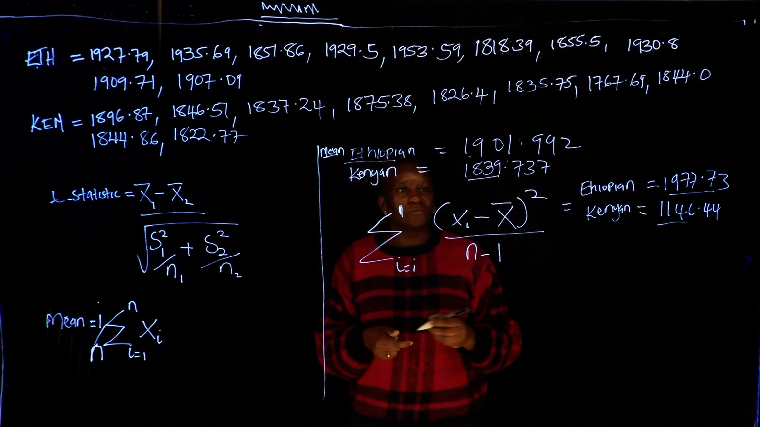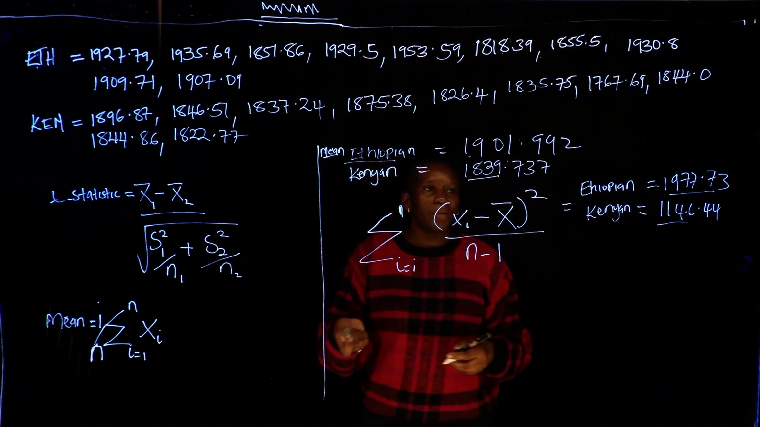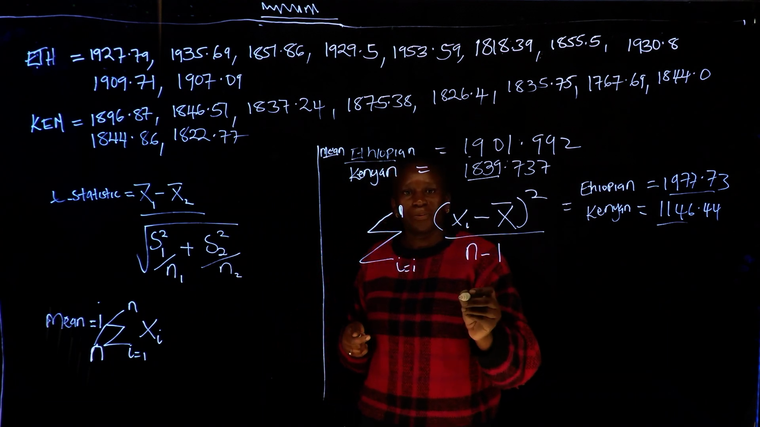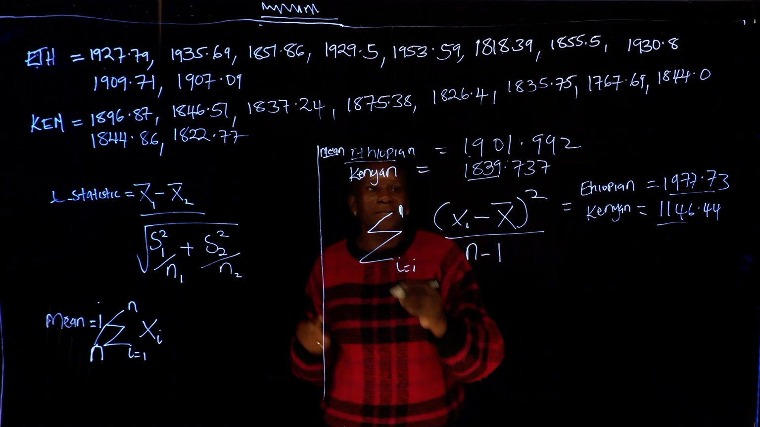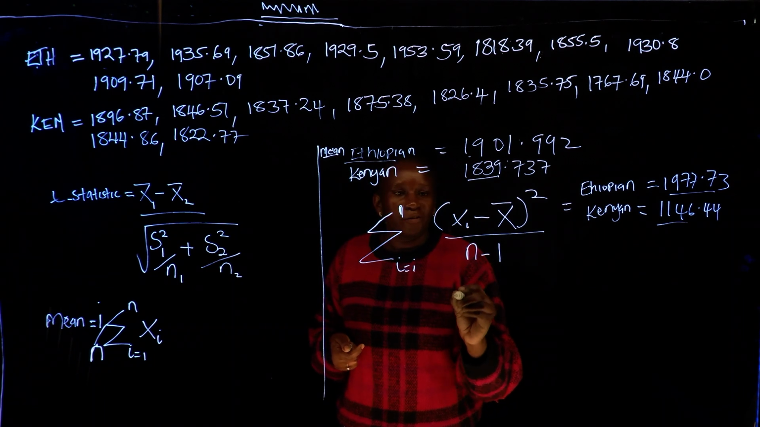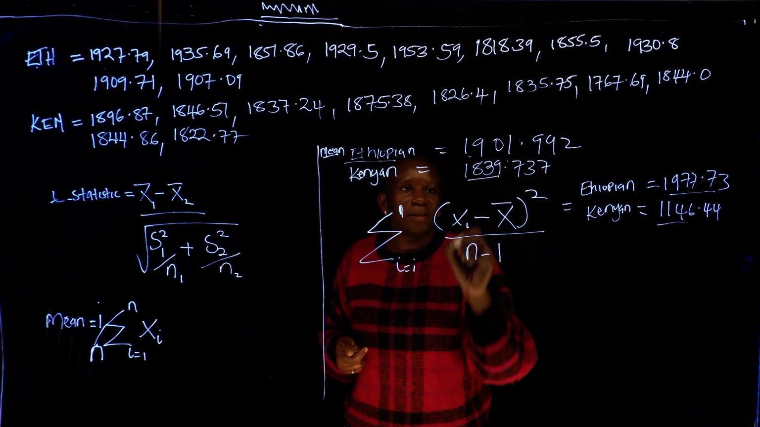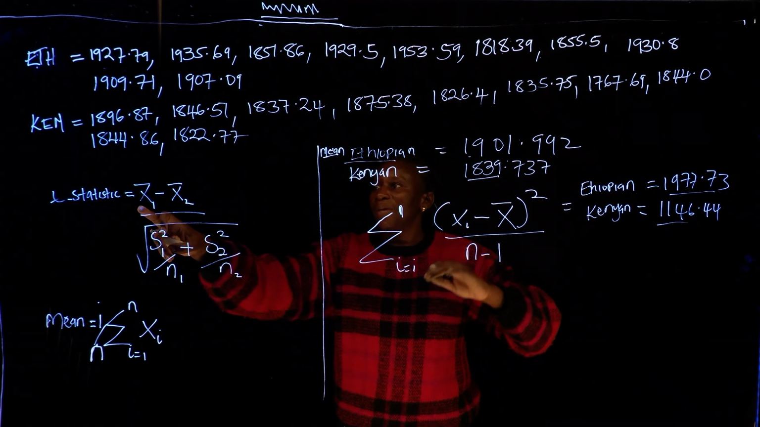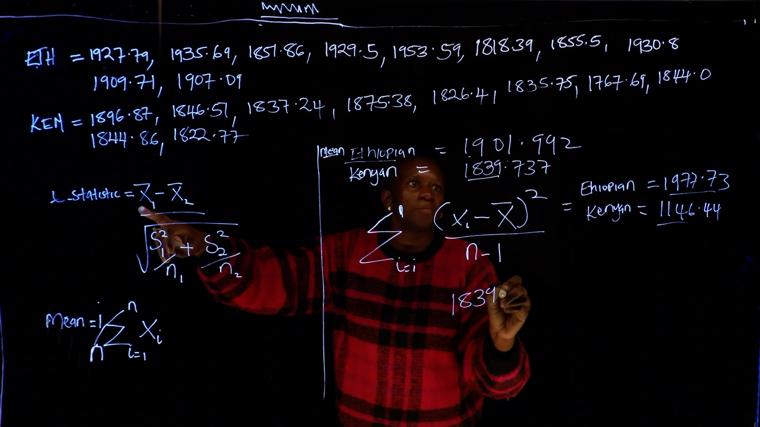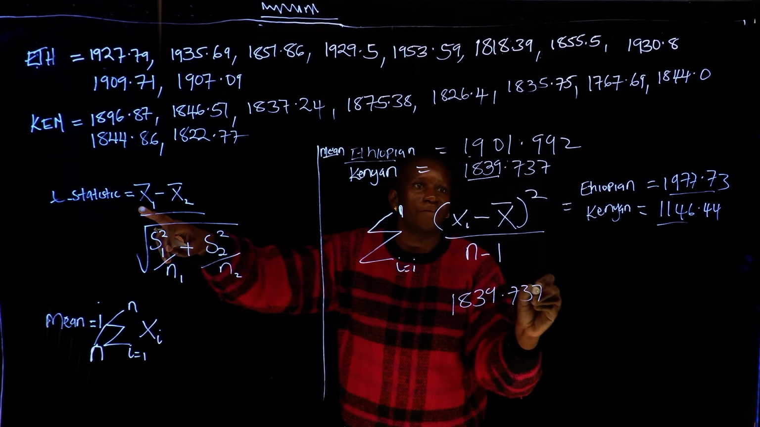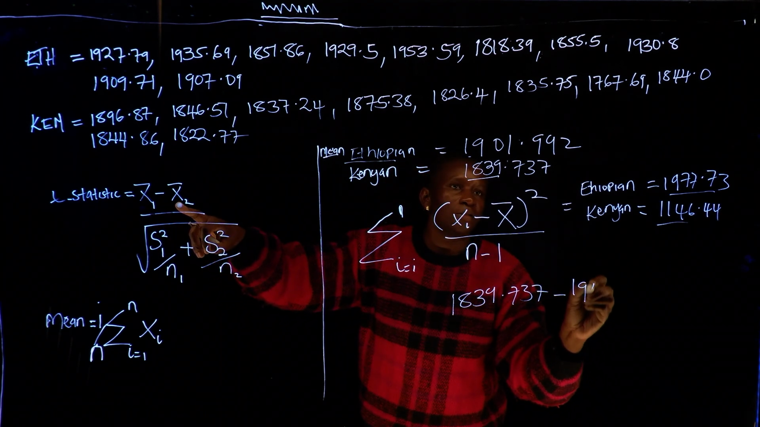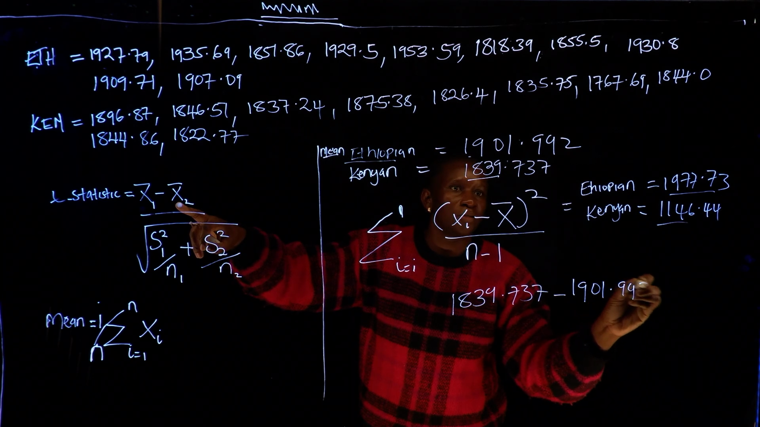Once we get those values, we divide by the total number of data points. If we write our formula with the values we got already, it looks like X bar 1, the first mean, which is the Kenyan mean, 1839.737, minus the Ethiopian mean, which is 1901.992.